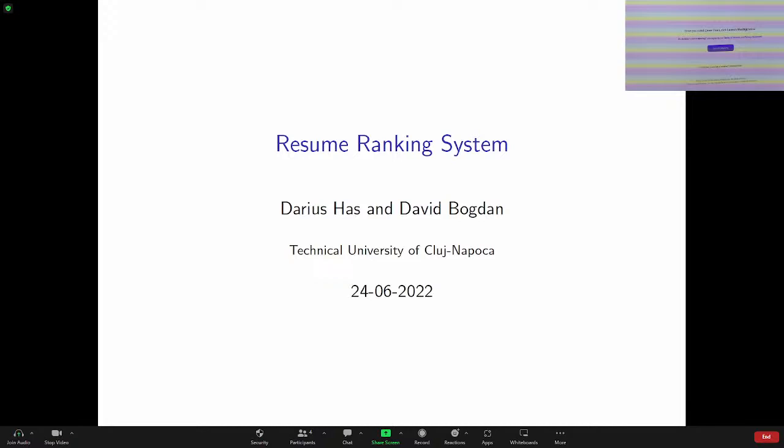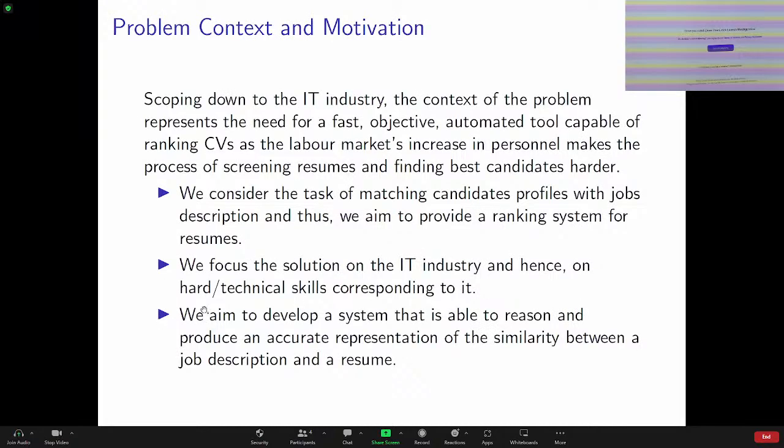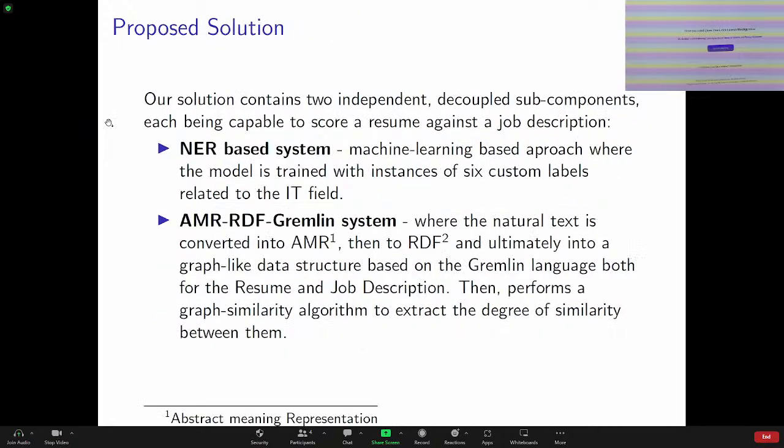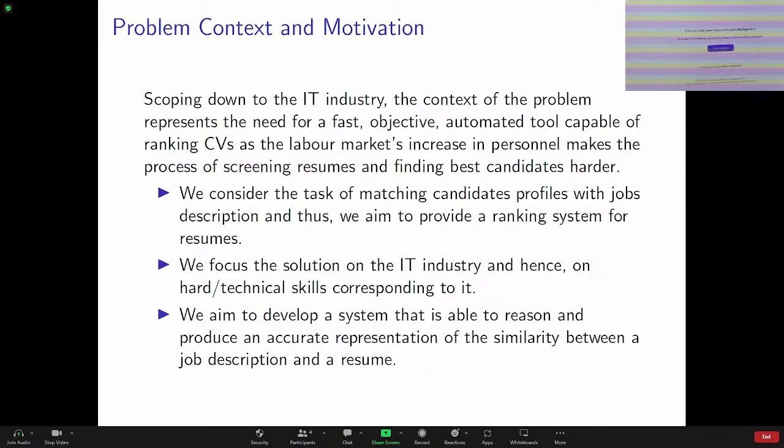Hi everybody, my name is Darius Sash, and together with my colleague David Bogdan, we will present our solution for employing knowledge graphs in the context of the problem of a resume ranking system. In the context of the problem, one thing to mention is that we are scoping down to the IT industry, so we will focus on hard skills, technical skills for people from the IT industry.